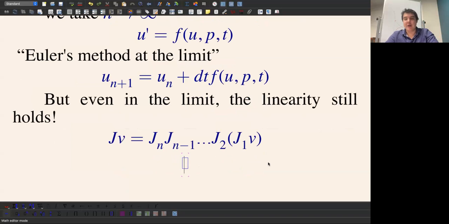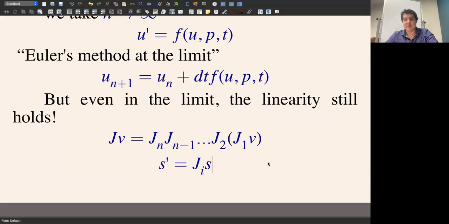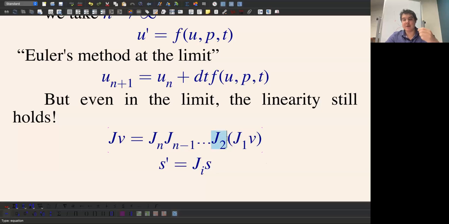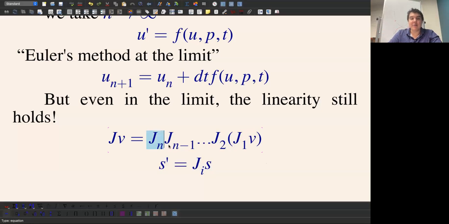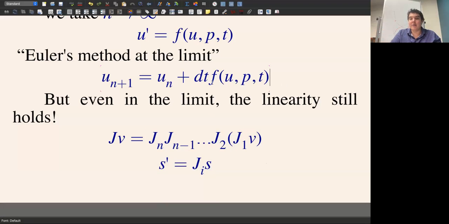And so the fact that we get this s prime equals the Jacobian of the i-th step times s, kind of repeatedly doing this, taking the output here and taking it to the Jacobian, the fact that this ODE is really just saying this is just the limiting process when n goes to infinity. So it's a very different way to think about linearity, right?